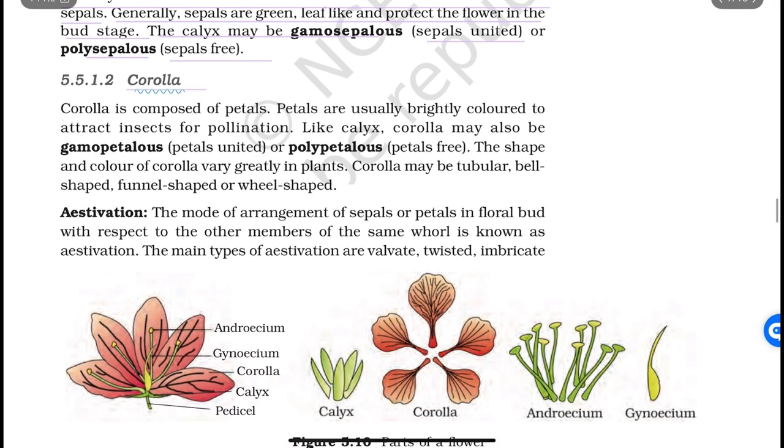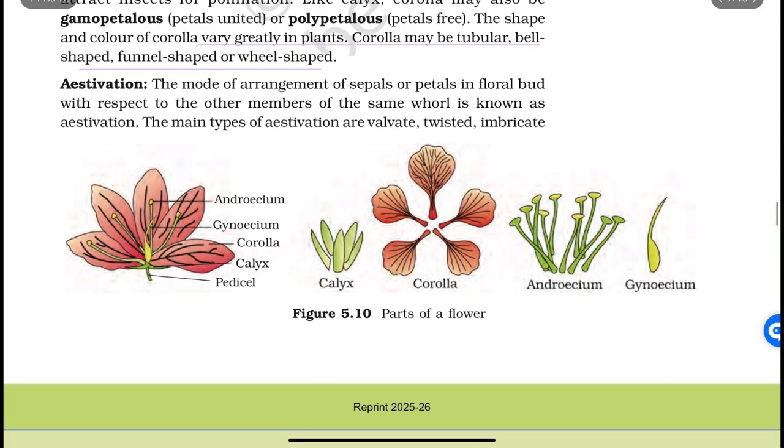Corolla. Corolla is composed of petals. Petals are usually brightly colored to attract insects for pollination. Like calyx, corolla may also be gamopetalous or polypetalous. Gamopetalous means petals are united and polypetalous means petals are free. The shape and color of corolla varies greatly in plants. Corolla may be tubular, bell-shaped, funnel-shaped, or wheel-shaped.